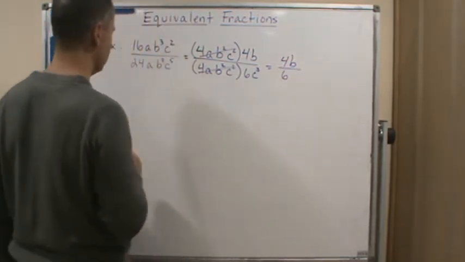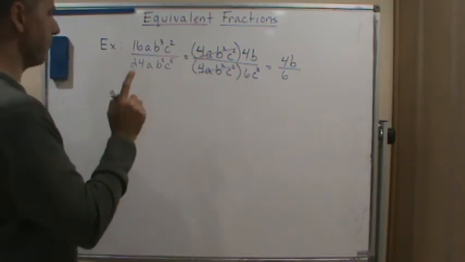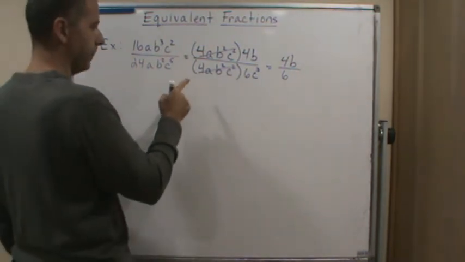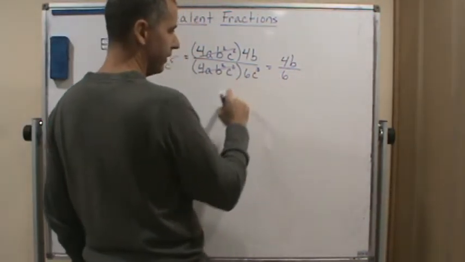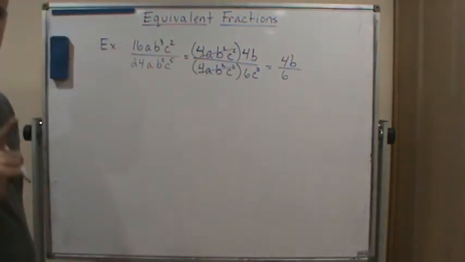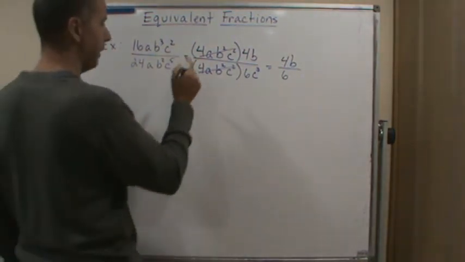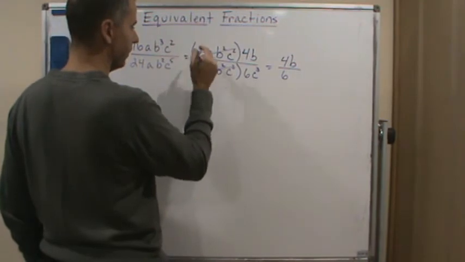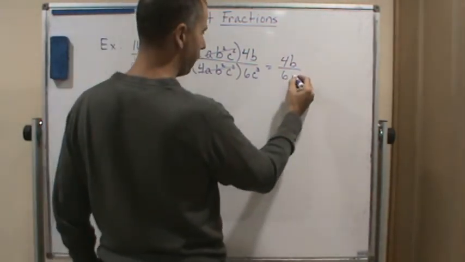Oh, hold on a second. Oh, I messed up. I got 4 and 6. That's still divisible by 2. So I made a mistake. This is 8. Right? See?